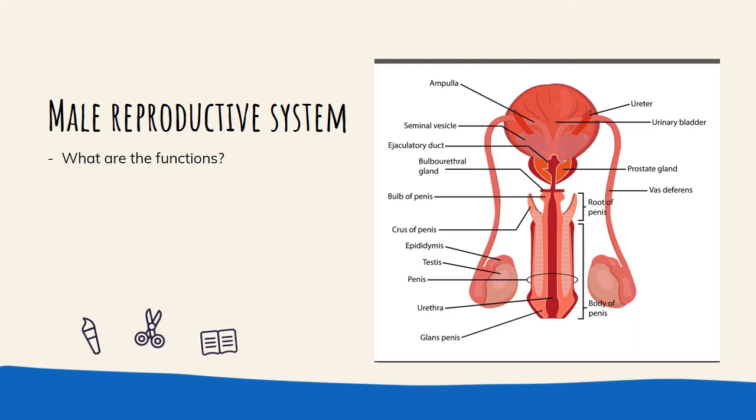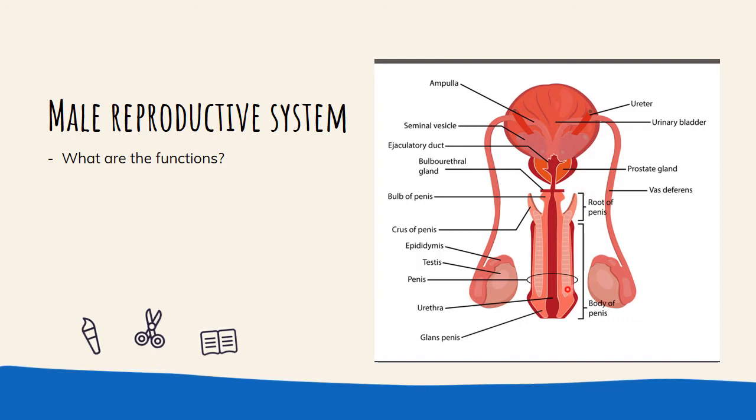Let's see the organs from the male reproductive system. So we have here testes, two testes here. The function is to produce testosterone, male sex hormone, and also sperm. And the one that covers testes is called scrotum, which is to regulate temperature and also to protect testes.